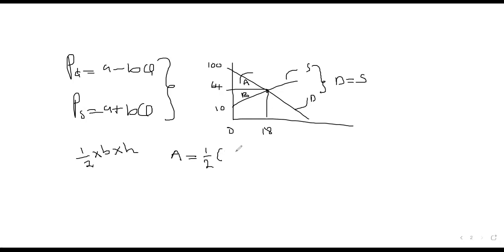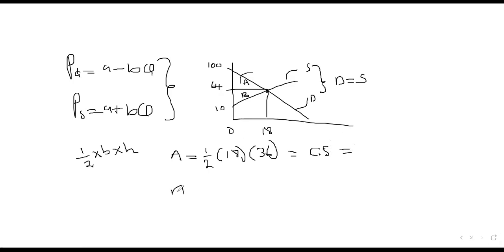Area A has a base from here to here, which is 18. And the height from 64 to 100, which is 36. You subtract 100 minus 64. This is what we call the consumer surplus. Consumer surplus is simply the area, as has been explained here.